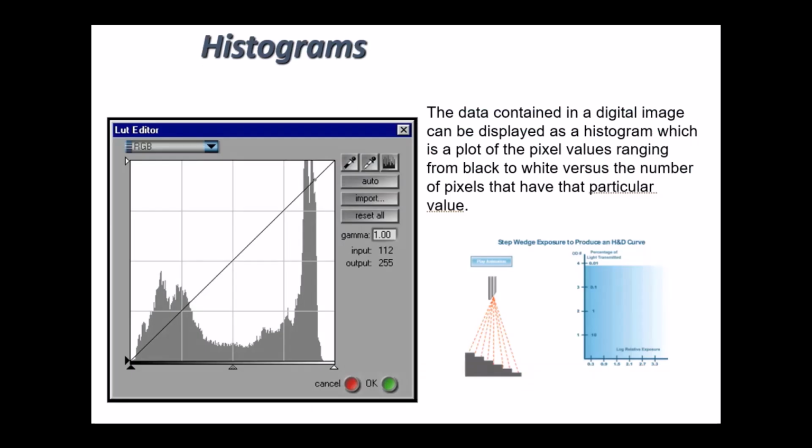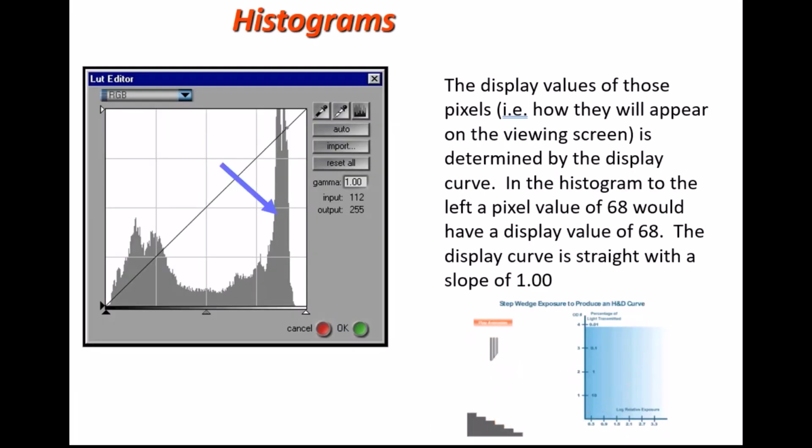The data contained in a digital image can be displayed as a histogram, which is a plot of the pixel values ranging from black to white versus the number of pixels that have that particular value. The display values of those pixels, or how they will appear on the viewing screen, is determined by the display curve. In the histogram to the left, a pixel value of 68 would have a display value of 68. The display curve is straight with a slope of 1.